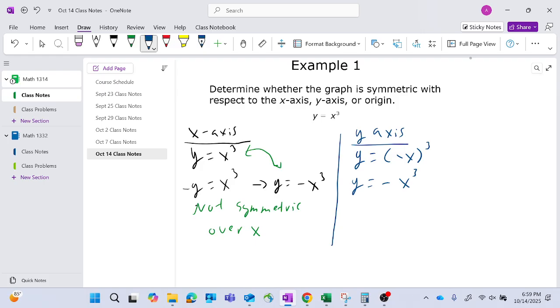I think y'all dealt with exponents in the other class. If you have negative x cubed, you can cube both those things and take it out. Negative 1 cubed is negative 1, x cubed is just x cubed. So y equals negative x cubed. And this is not the same thing as this function, is it? No, right? It's not. So that's why it's not symmetric over y.